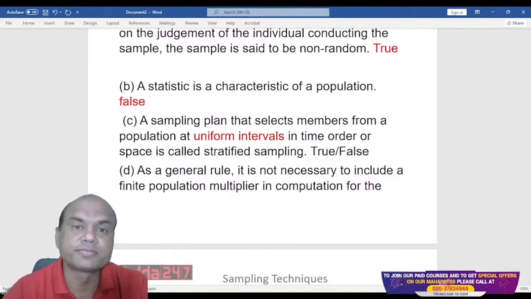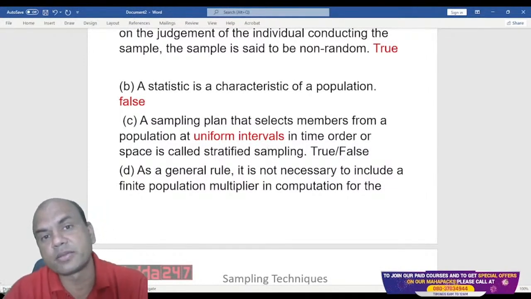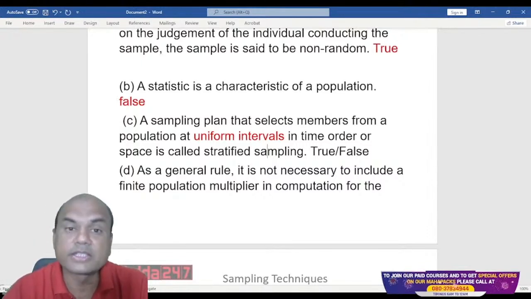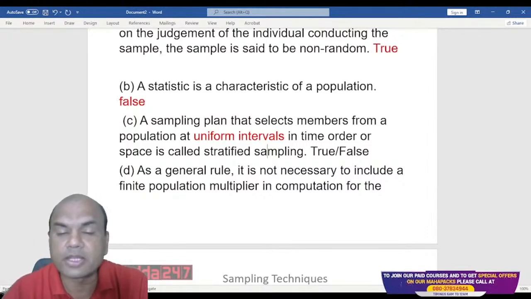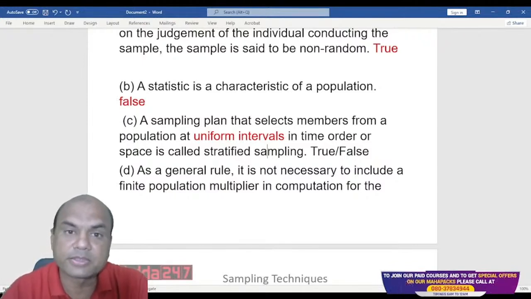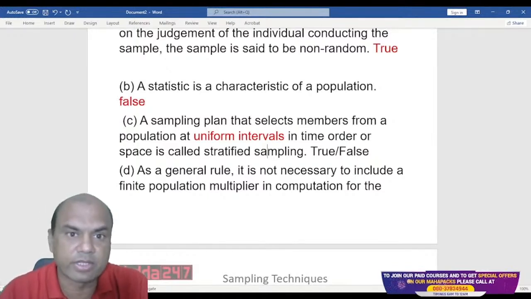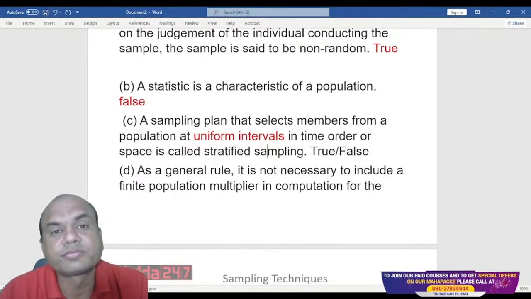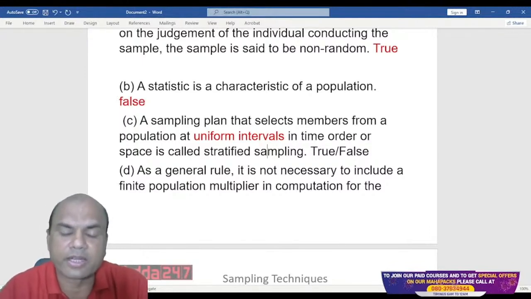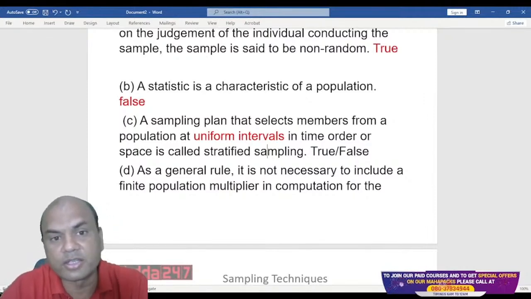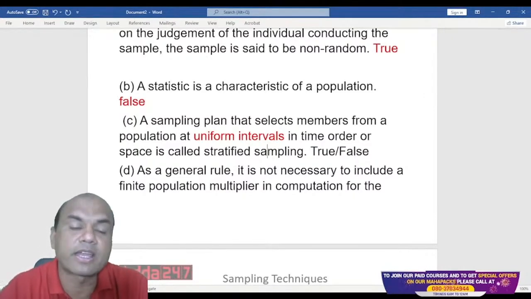Probability sampling. There are 4 types of probability sampling. What are those? One is simple random. Second one is systematic. Third one is stratified. And fourth one is cluster. Got it? So is stratified the right answer here or no?